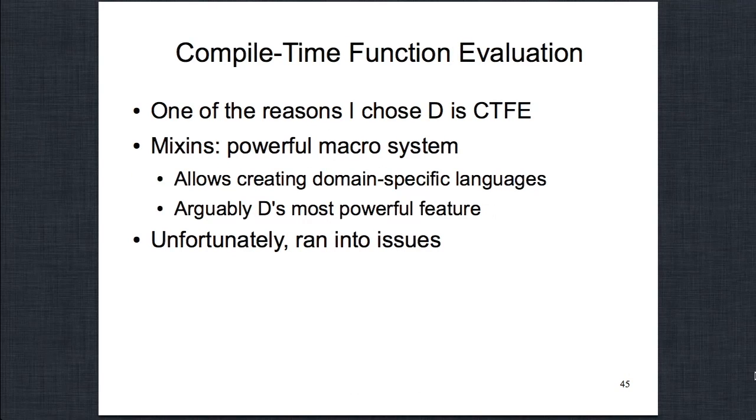Now, unfortunately, I told you about a lot of the things that I liked about D, but if I said that everything went perfectly as I implemented my compiler, I'd be lying to you. One of the reasons that I chose D was CTFE, and in particular, mixins. I saw mixins as a way to create a powerful macro system that could allow me to create little domain-specific languages. And this is arguably one of D's most powerful features. But unfortunately, I did run into some problems.